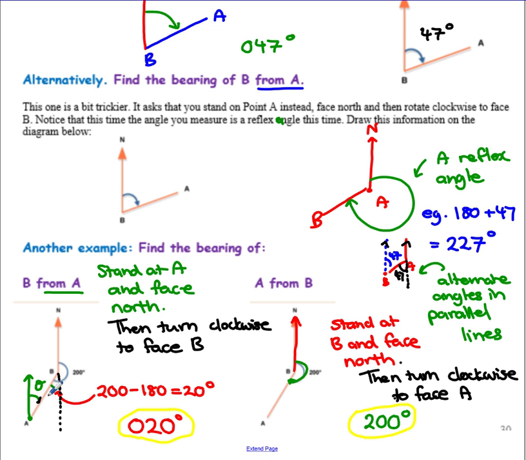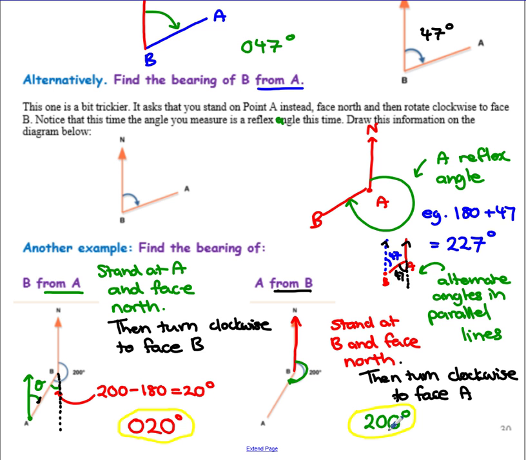Now similarly, let's do the bearing of A from B. So because it's from B, we have to stand at B and face north to begin with. So stand at B, face north, that's my red arrow there. Then turn clockwise to face A. So we're going to go around according to this green arrow, turn clockwise to face A. And as you can see, we already have the bearing. It was marked in on the diagram, it's 200 degrees. So the bearing of A from B is just 200 degrees, and that's already got 3 digits in it.